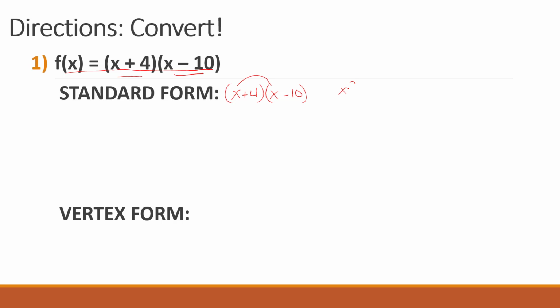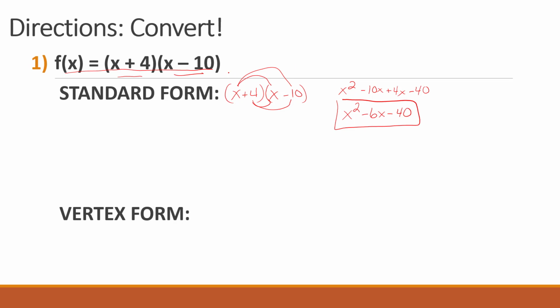First, x squared. Outer, negative 10x. Inner, positive 4x. And last, negative 40. And then we can combine our like terms. So x squared minus 6x minus 40. And we have completed standard form.